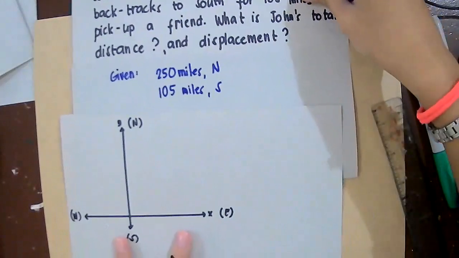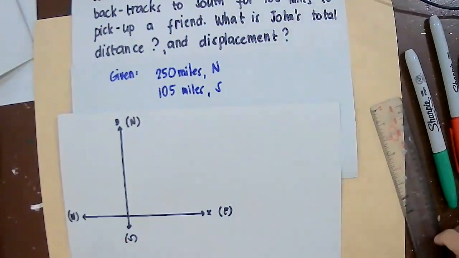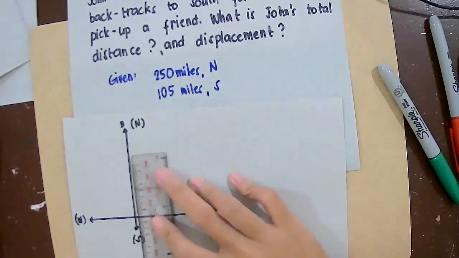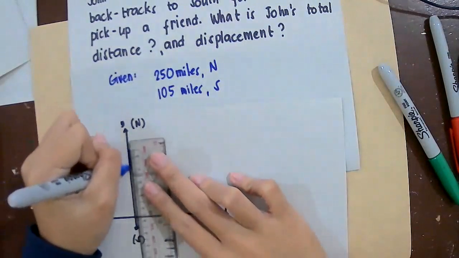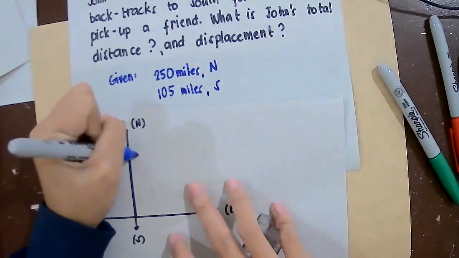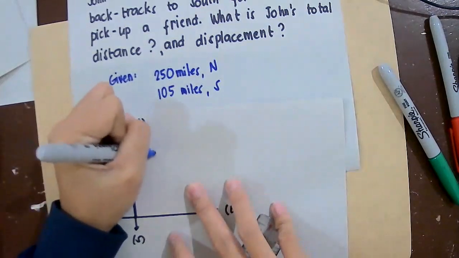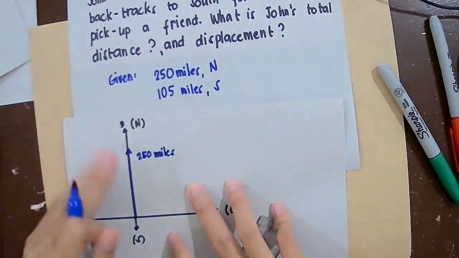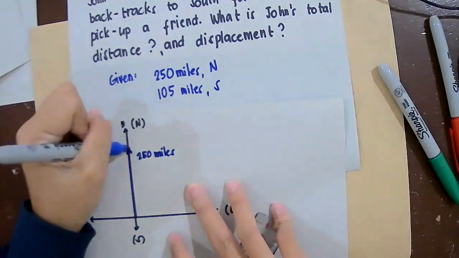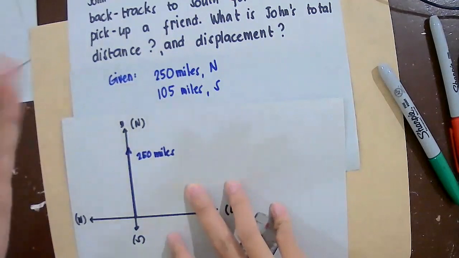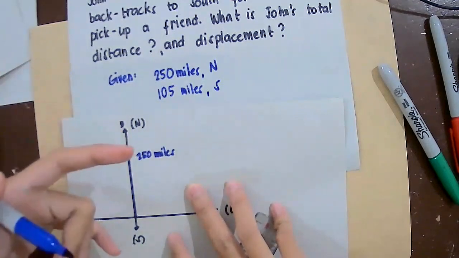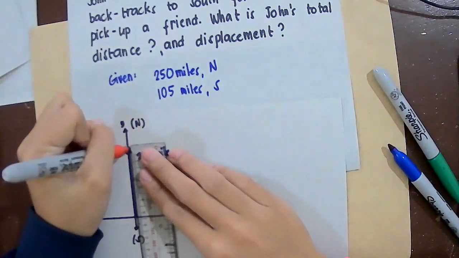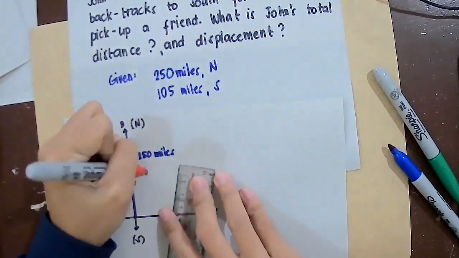I have here a Cartesian coordinate plane. So let's try to graph first the 250 miles going north. So let's say this is approximately 250 miles. So since the direction is going north, so going up siya ng Cartesian plane natin. And then, after reaching 250 miles, John backtracks to south for 105 miles. So bumalik siya ng south to pick up a friend, 105 miles.